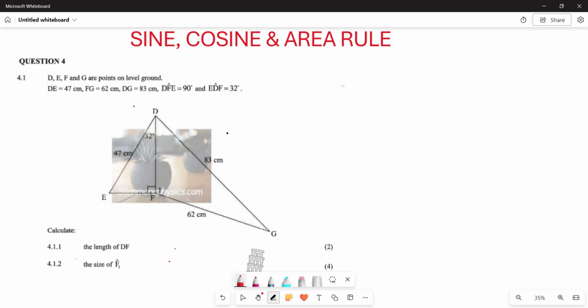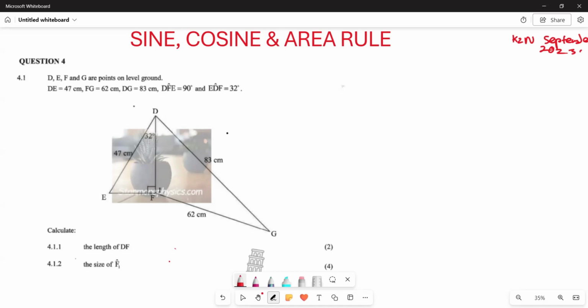Now, what we are doing basically today is our past paper, and this is a past paper from KZN. This was our September 2023 question paper. Here we are looking at our sine, cosine, and area rule. Now, starting with this question.